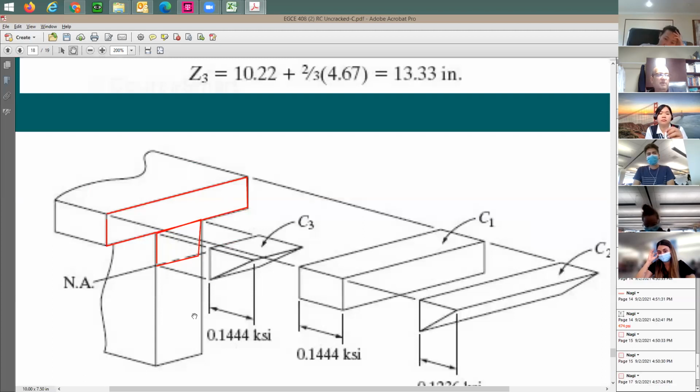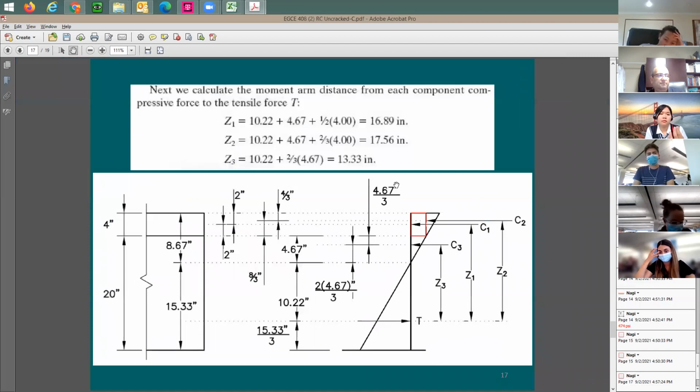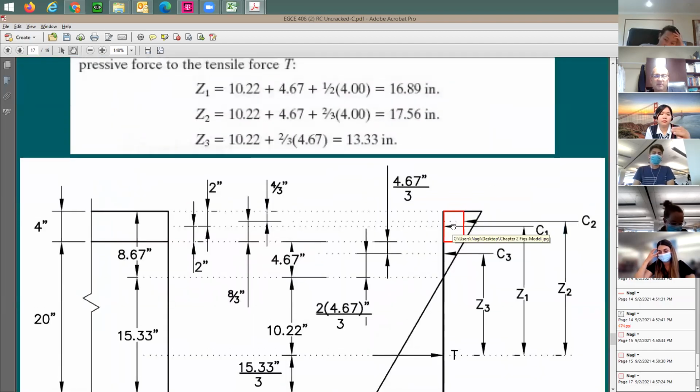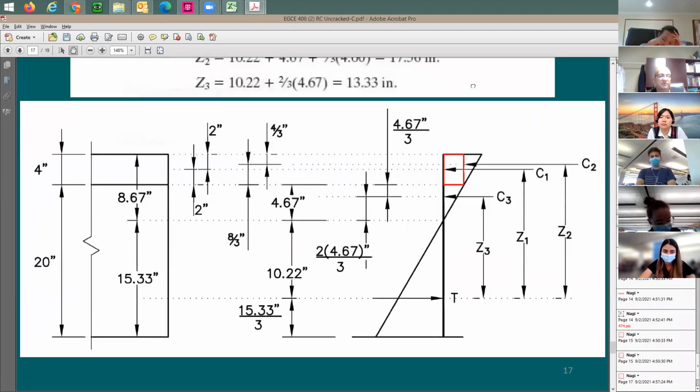The only force in the web, I'm going to call it C3. C1 and C2 are the two forces acting on the flange. So here's C1, the entire width of the flange, C2 also the entire width of the flange, and C3 goes with the web. So when it comes to compression, I have these three forces because of the complex shape. You have this T shape.